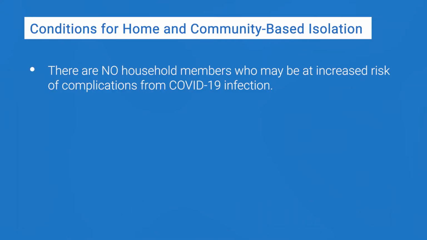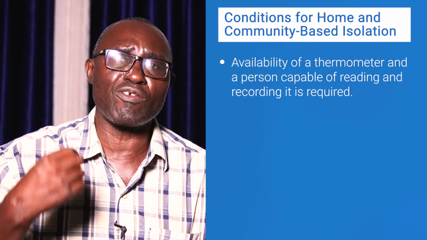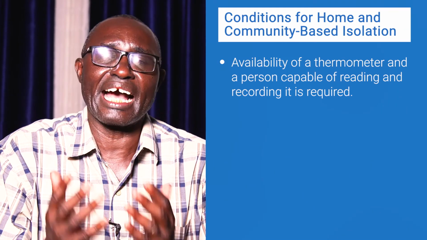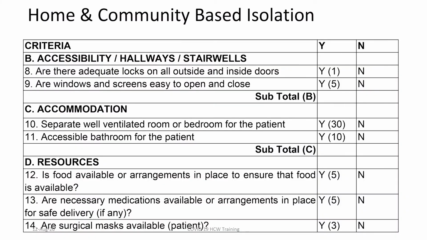There are no household members who may be at increased risk of complications for COVID-19 infection, especially patients at the age of 65 and above, young children or pregnant women, people who are immunocompromised or have chronic heart, lung, and other conditions. The availability of a thermometer and a person capable of reading and recording it. Be sure to read through the checklist provided to learn more about the methods to assess a home or community-based isolation.